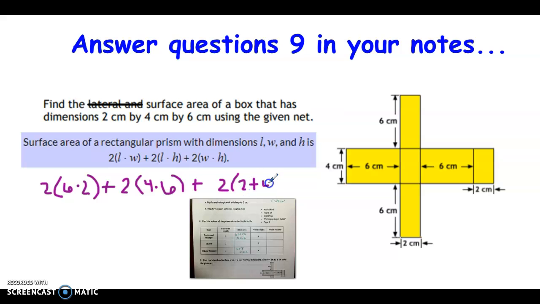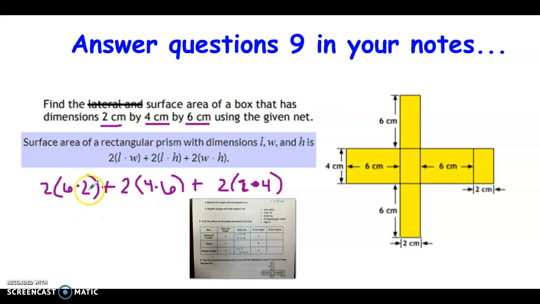They're all rectangles. Oops, not plus there. That should be a multiplication. Sorry about that. 2 times 4. And that's a multiplication dot. So you can see here we have those 3 numbers that are our length, width, and height. So we have 2 of them that are 2 by 4s, 2 that are 4 by 6s, and 2 that are 2 by 6s. So you're doing 2 that are length times width, 2 that are length times height, and 2 that are width times height.